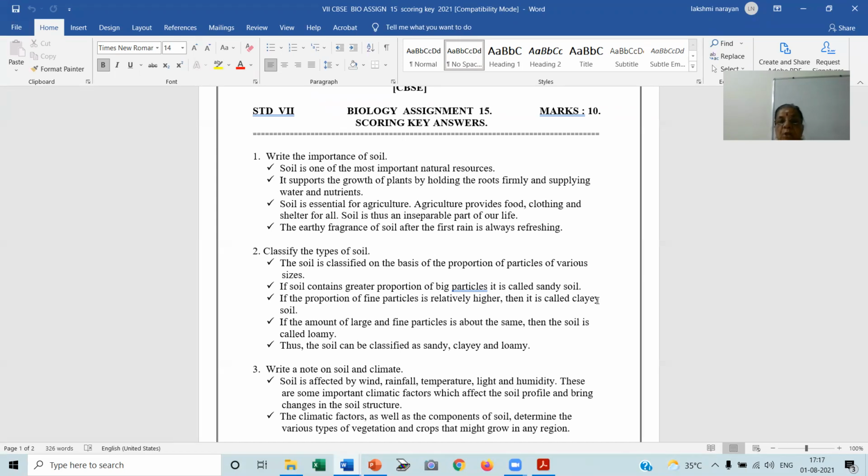And if the amount of large and fine particles is about the same, then the soil is called loamy. I hope you understand. So, we have sandy soil, clayey soil, and loamy soil.